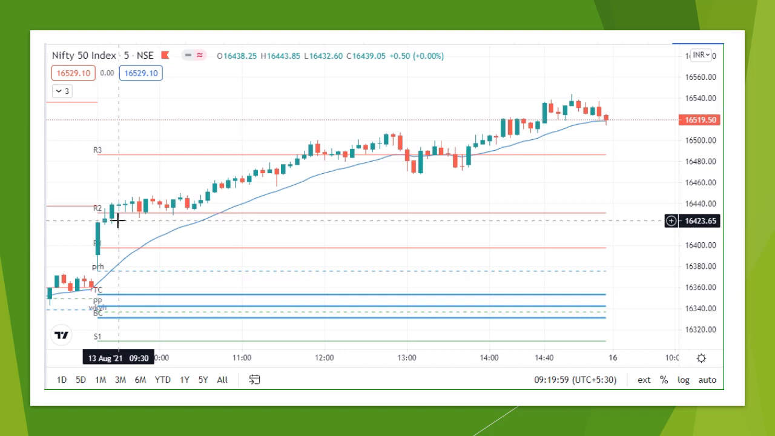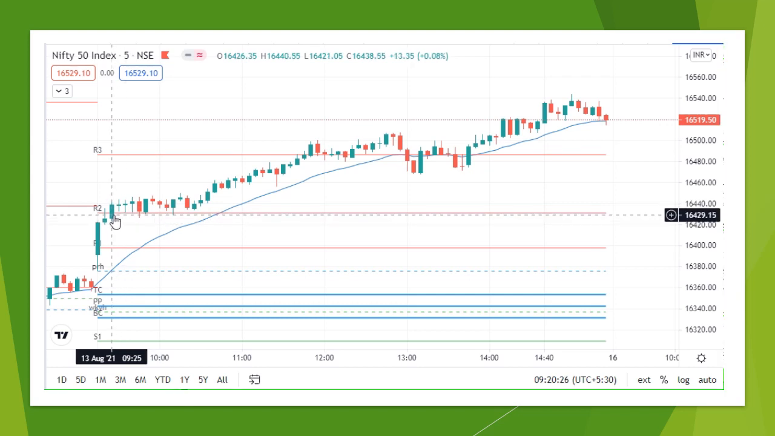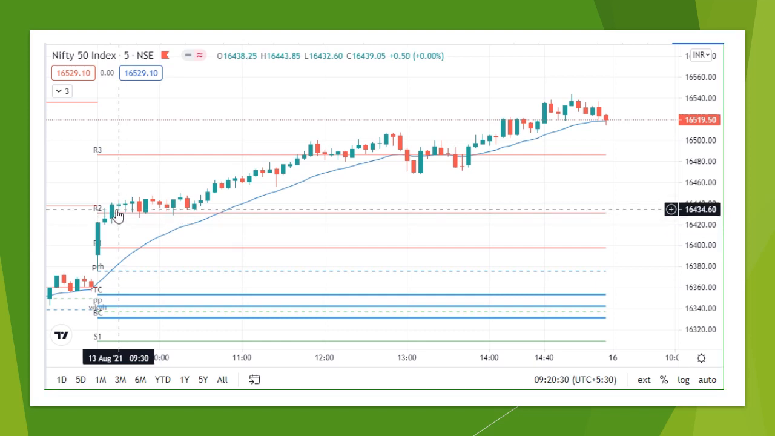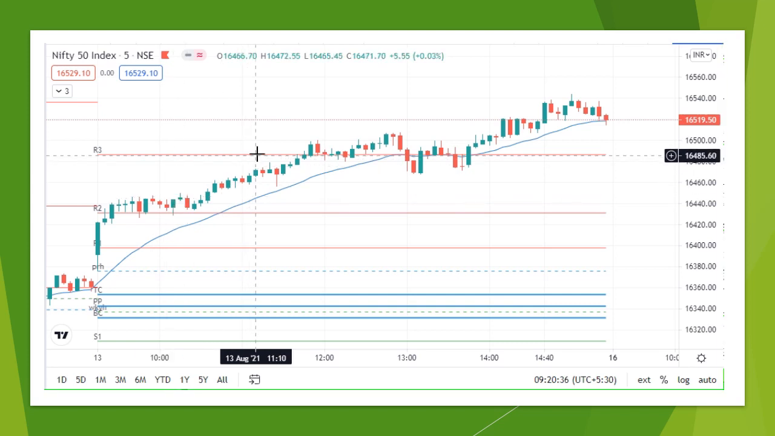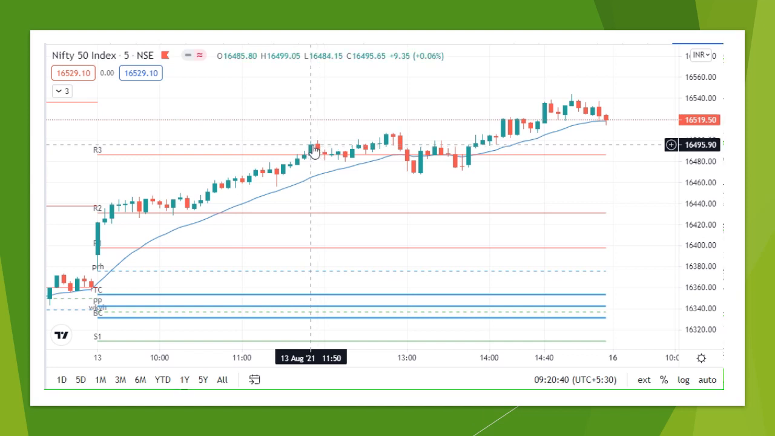So where would I enter here? My entry would be somewhere here after breaking R2. Entry would be somewhere here at R2 and exit would be my stop loss. My stop loss would be somewhere at these levels. After breaking this point, I would enter somewhere at these levels and my stop loss would be the low of this breaking candle. So I would enter here and wait for it to reach the next resistance R3, and I would ideally get out at these levels once R3 is broken. That is how I look at intraday.